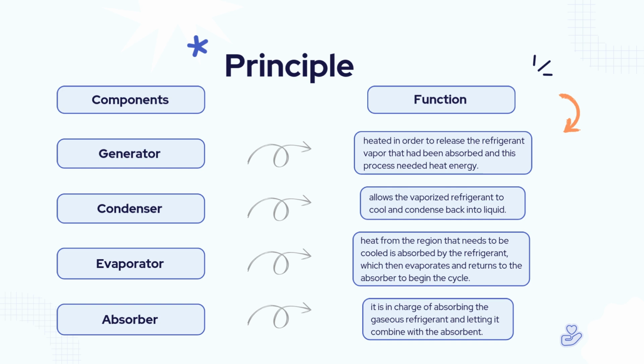Next, the condenser allows the vaporized refrigerant to cool and condense back into liquid. For the evaporator, the heat from the region that needs to be cooled is absorbed by the refrigerant, which then evaporates and returns to the absorber to begin the cycle. So the evaporator is the last process in this cycle, and the last one is the absorber, which is in charge of absorbing the gaseous refrigerant and letting it combine with the absorbent.